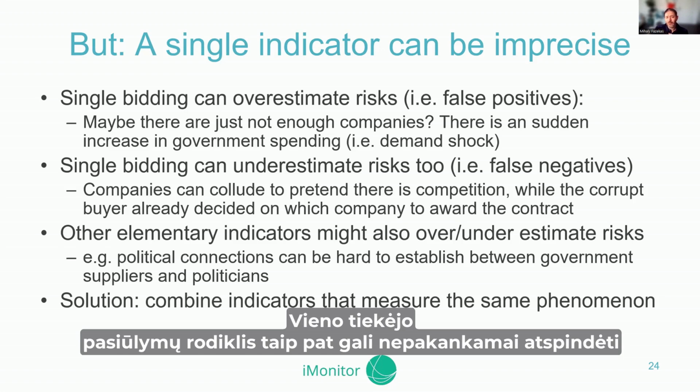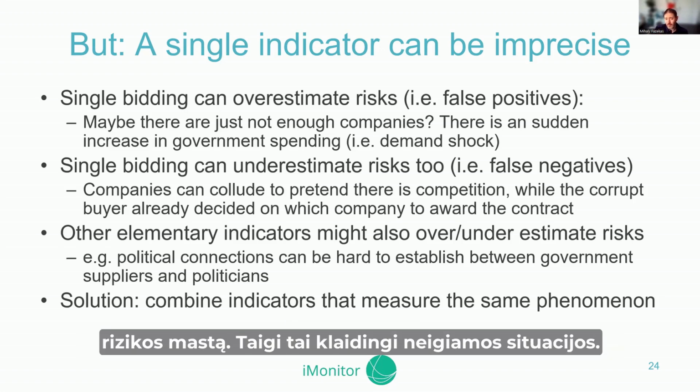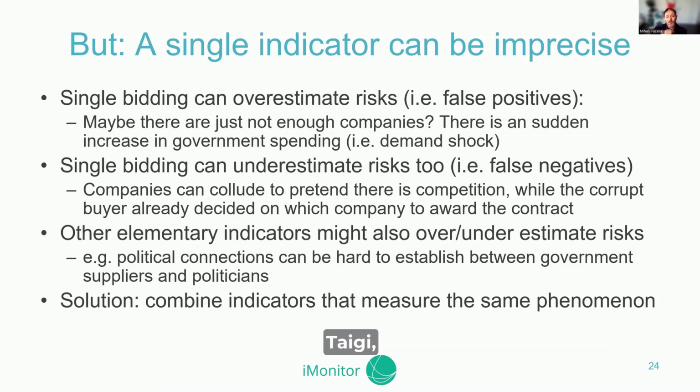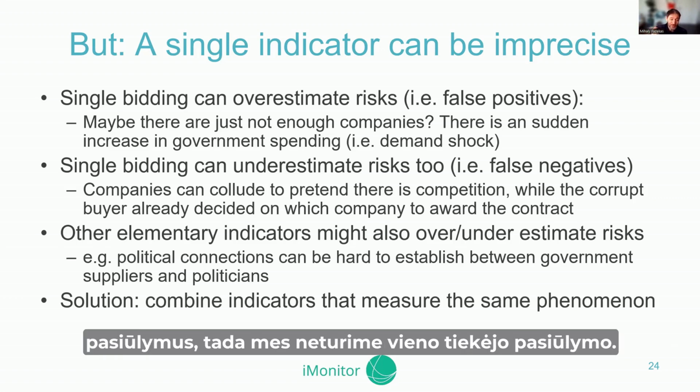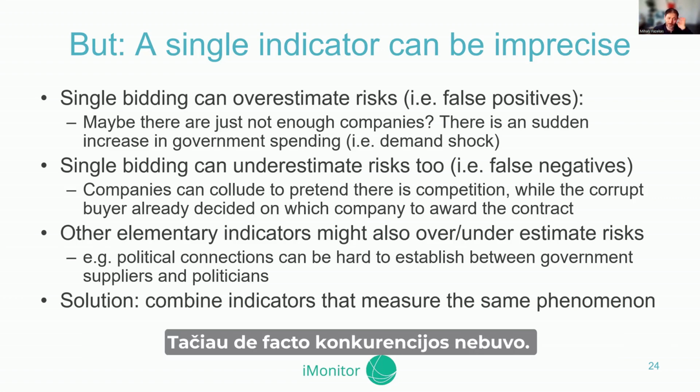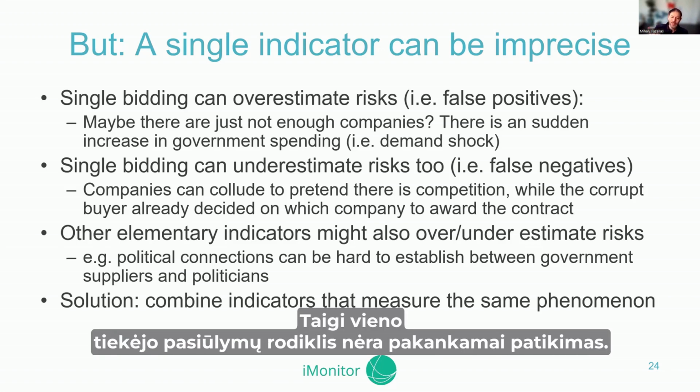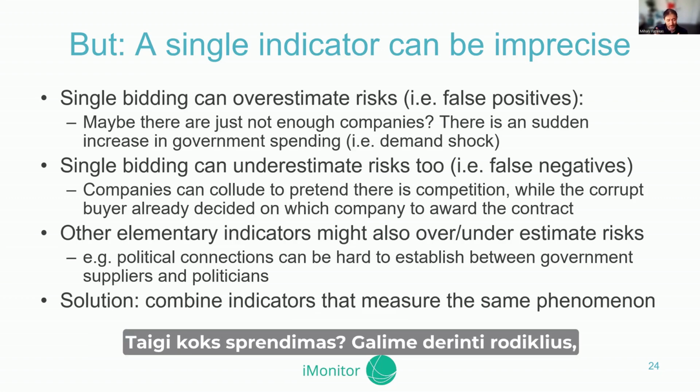Single bidding can also underestimate risks, so that's false negatives. So when companies collude, so a corrupt firm pays off or asks some other firms to submit losing bids, then we don't have single bidding, but de facto there was no competition, right? Either way, false positives, false negatives, we have a sort of measurement bias, right? So single bidding on its own is not reliable enough. So what's the solution?